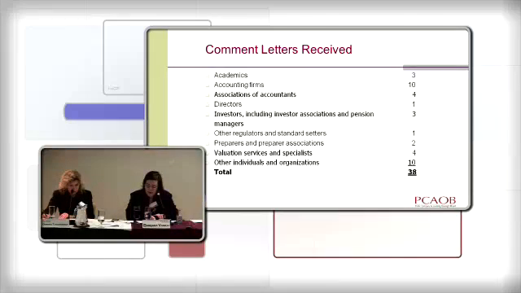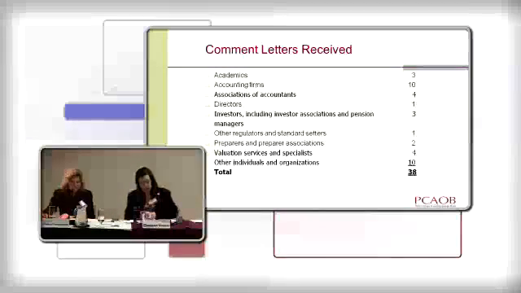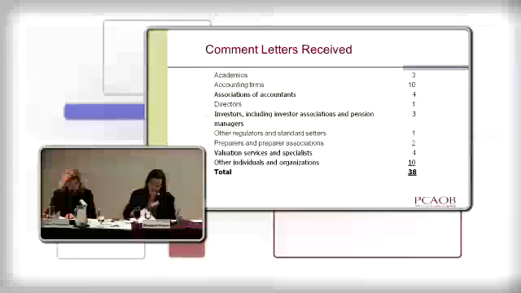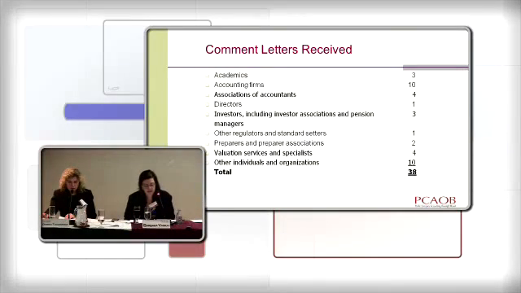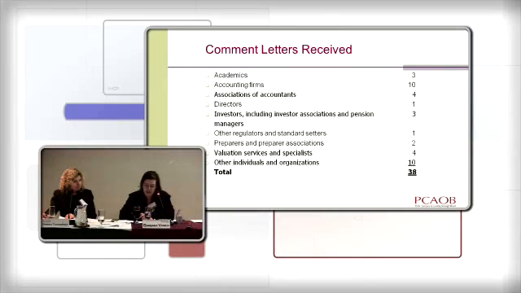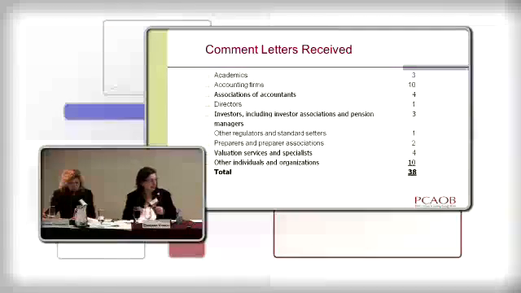The comment period closed on November 3rd, and I say in the slide we received 38 letters, but we actually received letter 39 this morning. The letters really were a nice, representative cross-section of responses, and the paper included a number of questions, and some commenters responded to some, but not all questions. Some letters, for example, from valuation professionals and specialists responded to questions that were most relevant to their base of knowledge. Accounting firms, as would be expected, generally responded to most of the questions in the paper. Next slide.